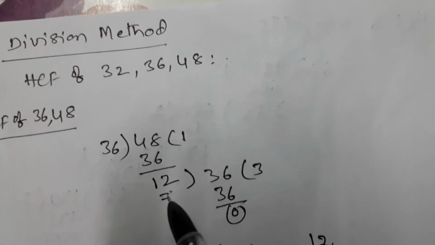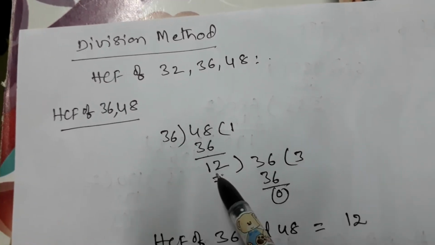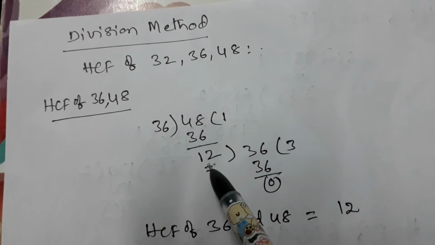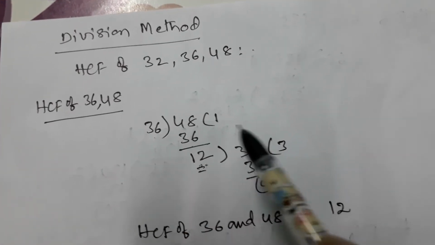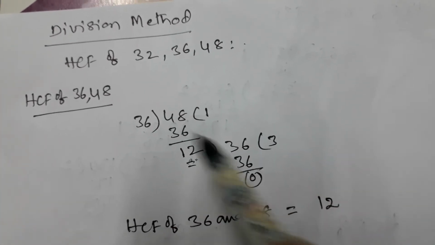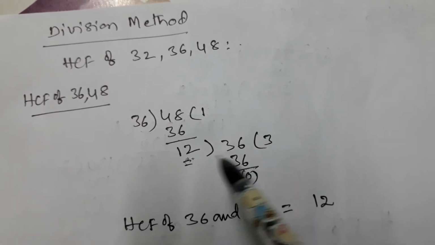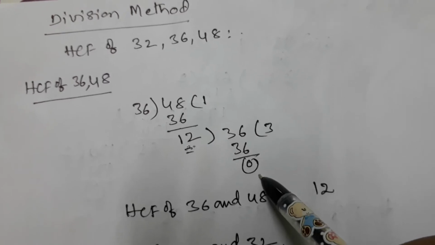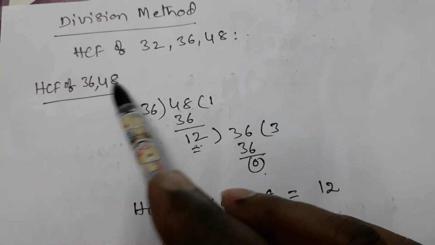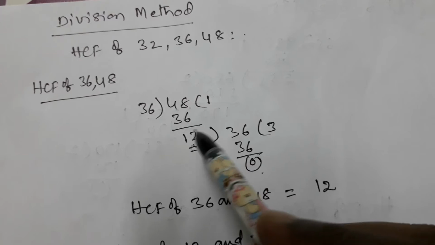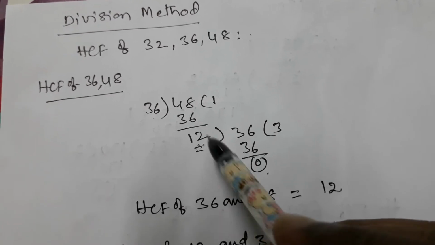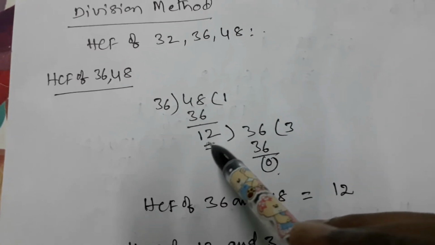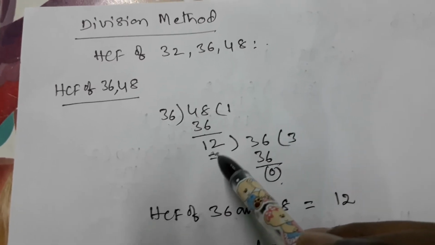What is the remainder here? 12. Once you got remainder 12, with this remainder divide the previous divisor. Now the previous divisor is 36. Then divide by 12: 12 threes are 36. You got remainder 0. Okay, you stop it. You got the answer here. The HCF of 36 and 48 is the highest common divisor. This is called the greatest common divisor. This is the divisor. So 12 is the divisor.